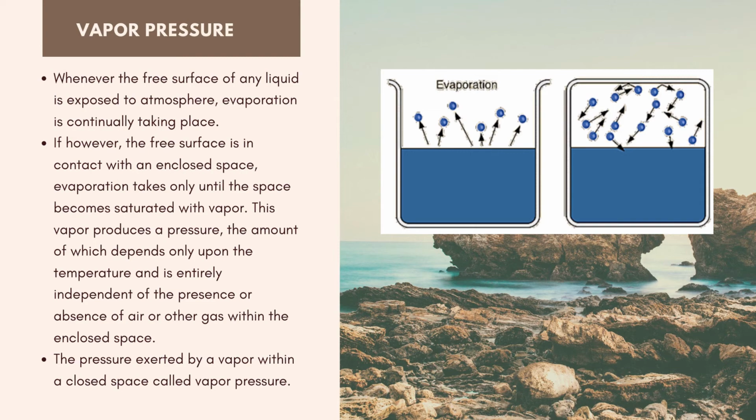So dito, class, based on the figure, kapag open space siya, evaporation is continually taking place. So lalabas, class, sa ganito ay zero ang pressure niya. So kapag naman, class, enclosed, nagkakaroon yan ng pressure. It depends only upon the temperature and the presence or absence of air or other gas within the enclosed space. So the pressure exerted by a vapor within a closed space is called vapor pressure. So dito, class, sa figure, yung nasa pangalawa, yung enclosed space, ang tawag diyan ay vapor pressure.